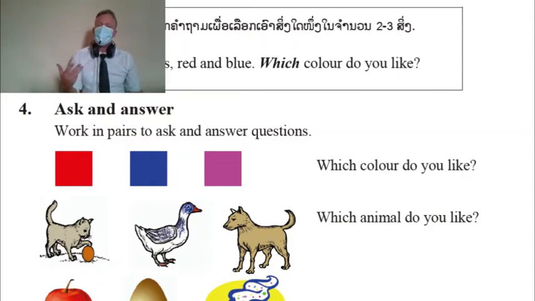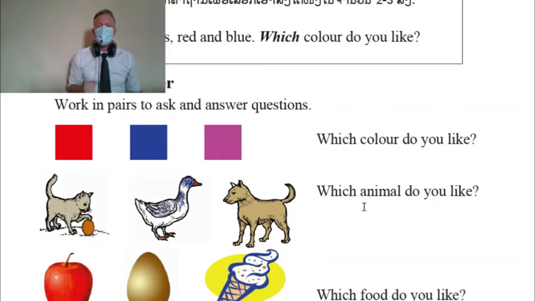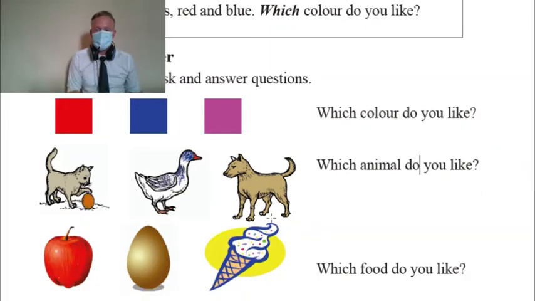So I want you to write down in your own words the answer just below the question. Just over here you write down which color do you like. So you write down I like blue or I like red, whichever one you like. Which animal do you like? I like dogs. You have a dog, you have a duck, and you have a cat. So I like dogs, I don't like cats, and I don't mind ducks either.